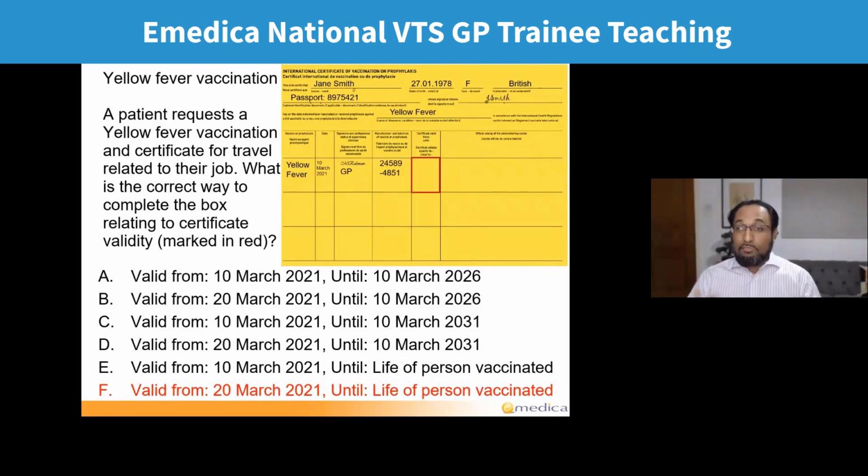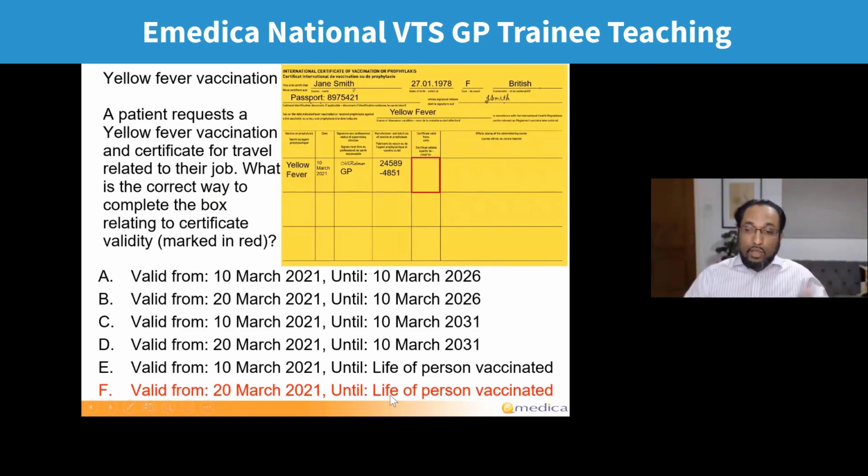Why? Because you're not going to have immunity. You need 10 days for seroconversion. That's why the valid from date is always 10 days after for yellow fever. Okay, so it's valid from then. And then the validity is valid for life. So you could put here until life of person vaccinated, or just life, or lifetime, or indefinite. Any of those are fine. I'm just highlighting there's no end date to validity. There's just a start date, which is 10 days after.